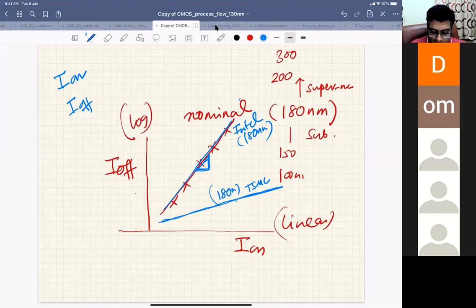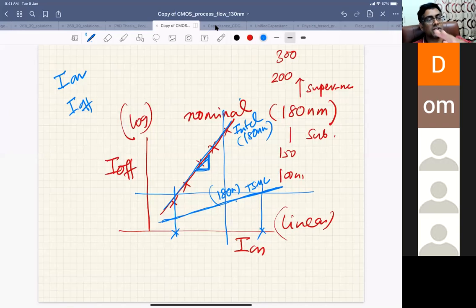at the same I off, I have much better on current, right? And at the same on current, I have much better off current. So that's how your technologies are compared.